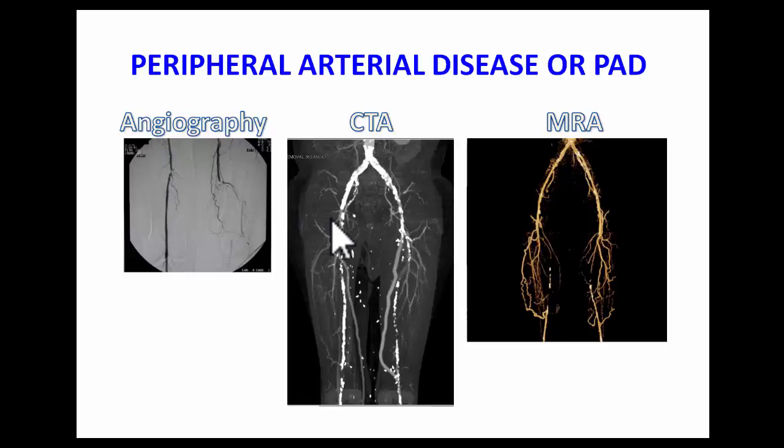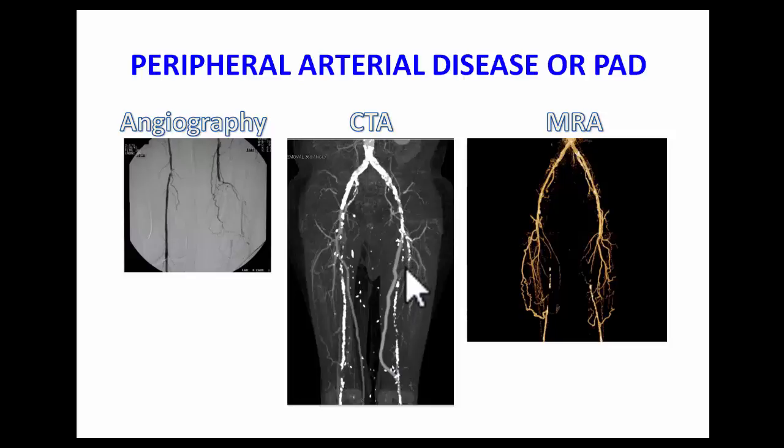The other 2 non-invasive tests, which are equally good in diagnosing peripheral arterial disease or PAD, are CT angiography or MR angiogram, and both of them use contrast material which can affect the kidney, so we need to be prudent about using the right amount of contrast to get the best possible images. Here's an example of a CTA which is showing diffuse disease involving arteries of both legs.